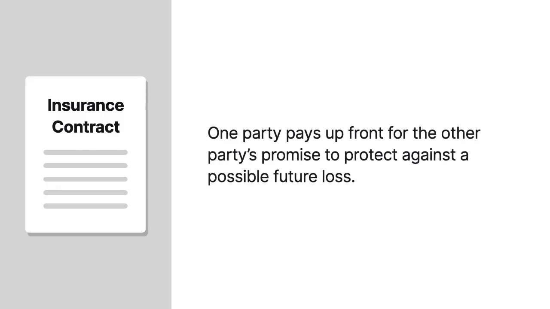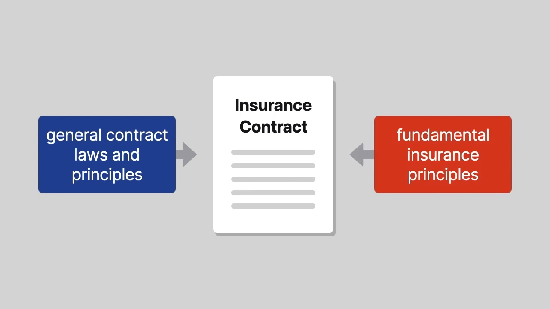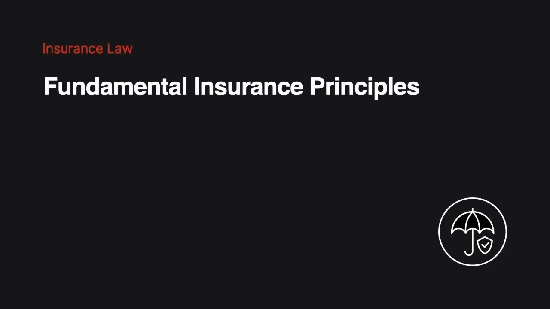Insurance is a contractual agreement. In this contract, one party pays up front for the other party's promise to protect against a possible future loss. Like all contracts, insurance contracts are governed by general contract laws and principles. However, insurance contracts are also governed by fundamental principles that are unique to insurance. Let's look at those fundamental insurance principles.